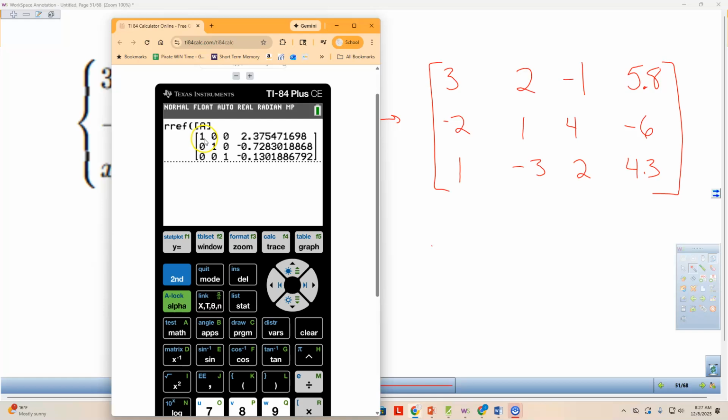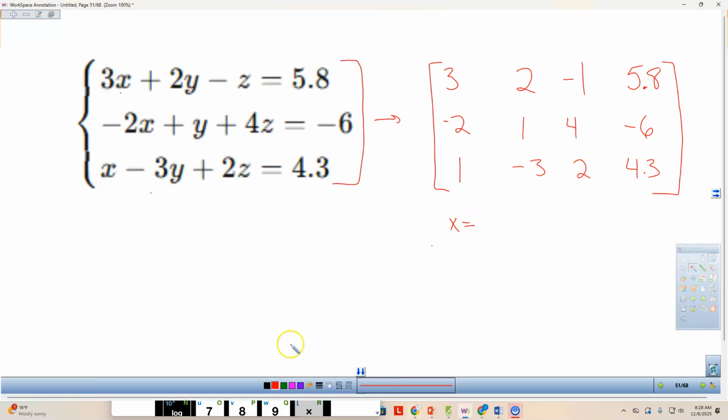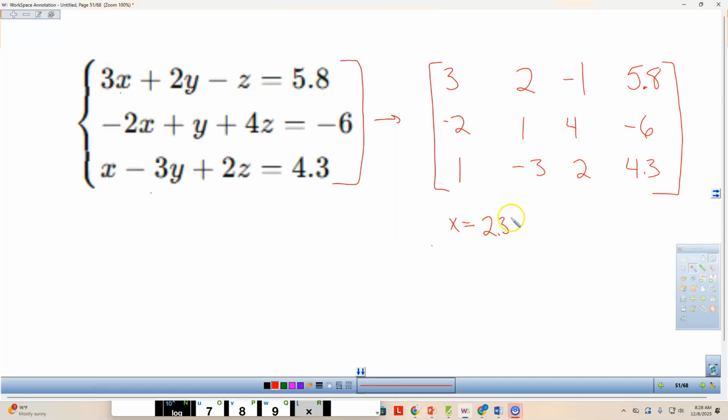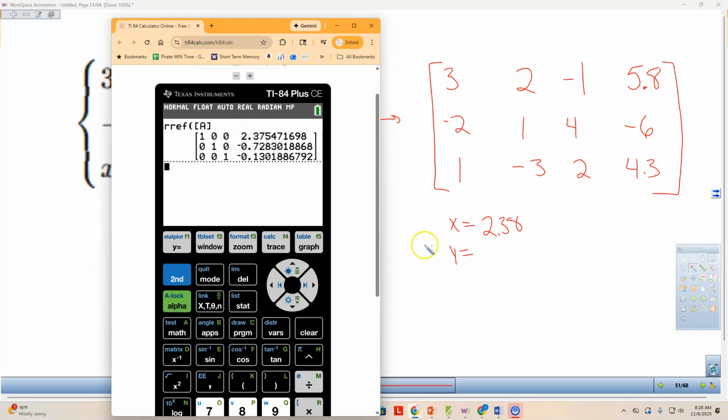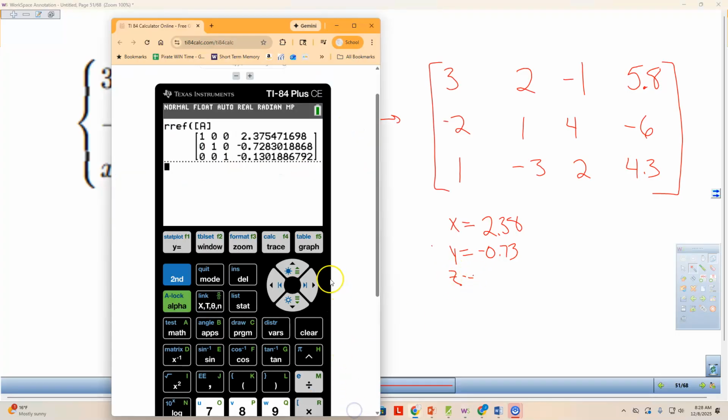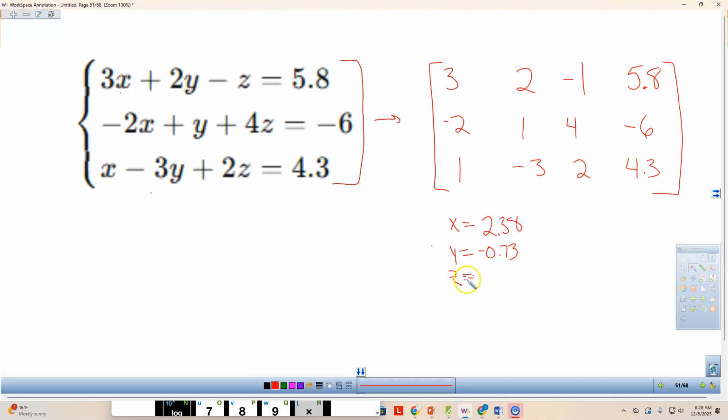So how do I know which one's my x and my whatever? It goes in order, right? Whatever you put first. So x is equal to 2.38. y is equal to negative 0.73. z is equal to negative 0.13, right? Yeah. Wait, can you go back to your code? Yeah.